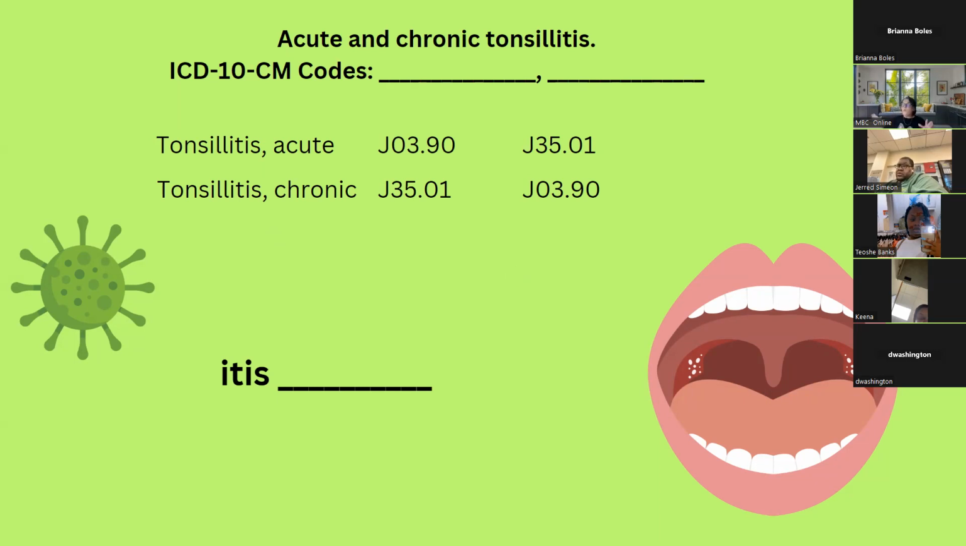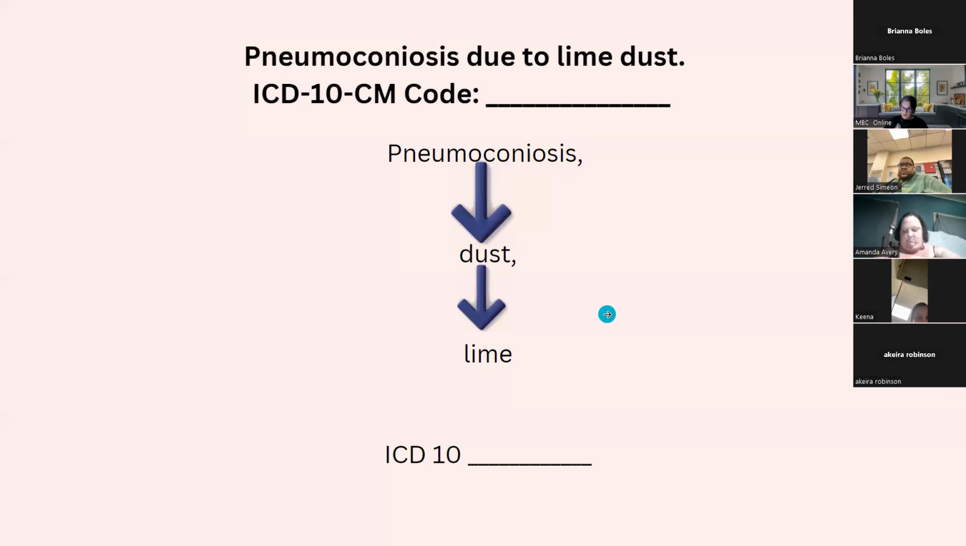So let's see. Who wants to tell me what itis means? What does the medical term itis mean? Inflammation. Right? So we got an inflammation of the tonsil, right? Yes. All right. Now, this is a new word. I don't really want to say it. It's pneumo. No. All right, yes.